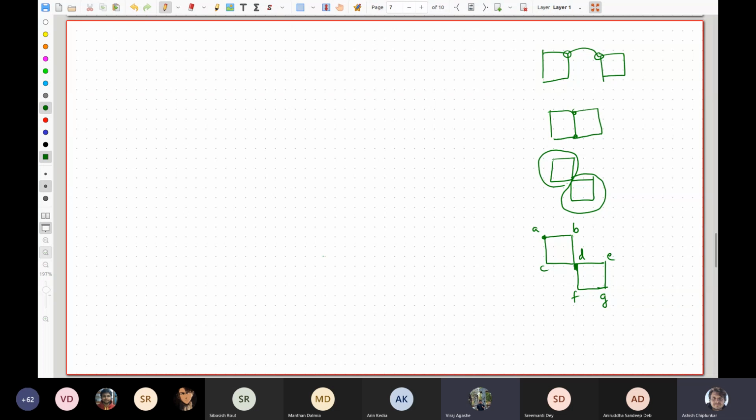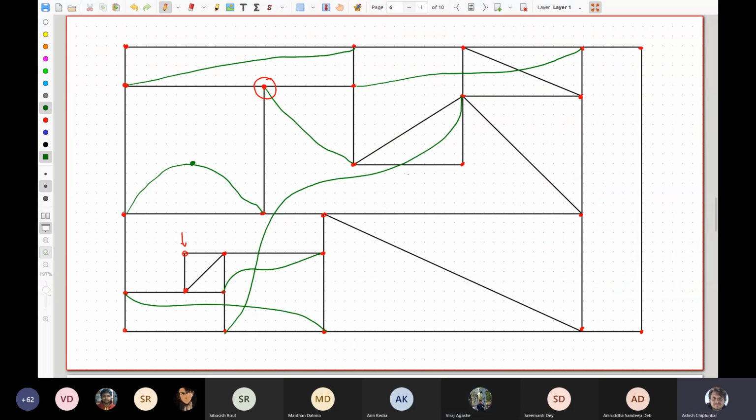Okay, fine. So let's try to define all these notions properly. Vedant? Yes, I think it's always possible to find a path. Okay, cool.